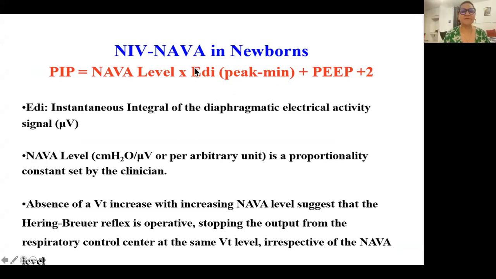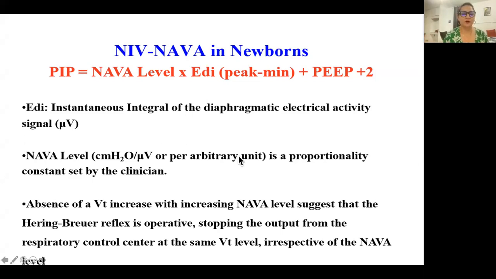So what is this EDI? As we already talked about, it is an instantaneous integral of the diaphragmatic electrical activity signal, which is measured in microvolts. And what is the NAVA level? It is centimeter water per microvolt, or per arbitrary unit. It is a proportionality constant set by a clinician. So this is what we will be setting depending on what EDI the baby is generating, to know the requirement of that particular baby for the pressures.